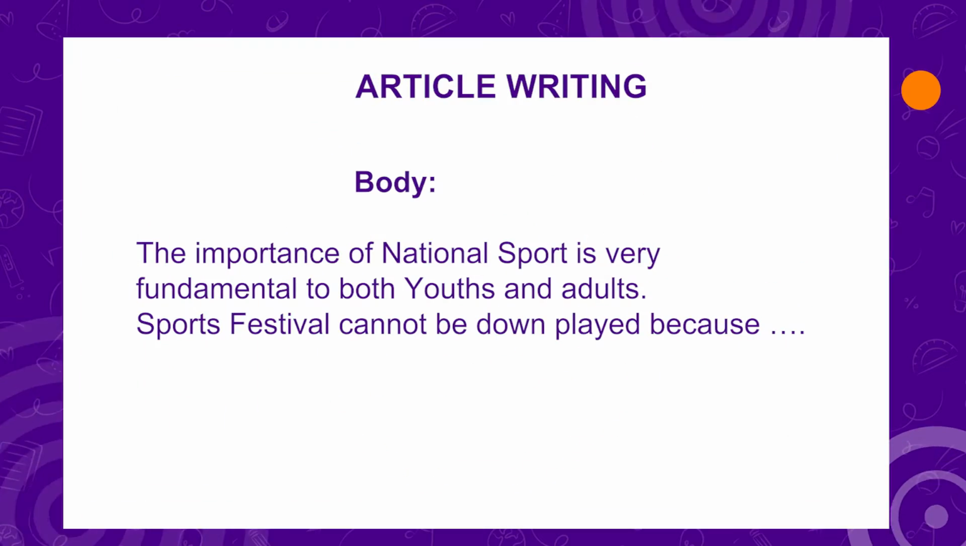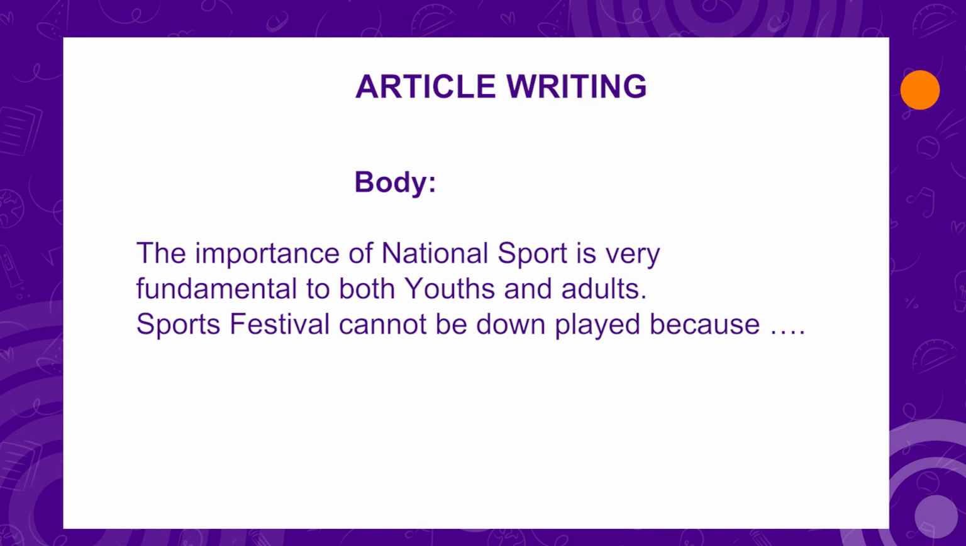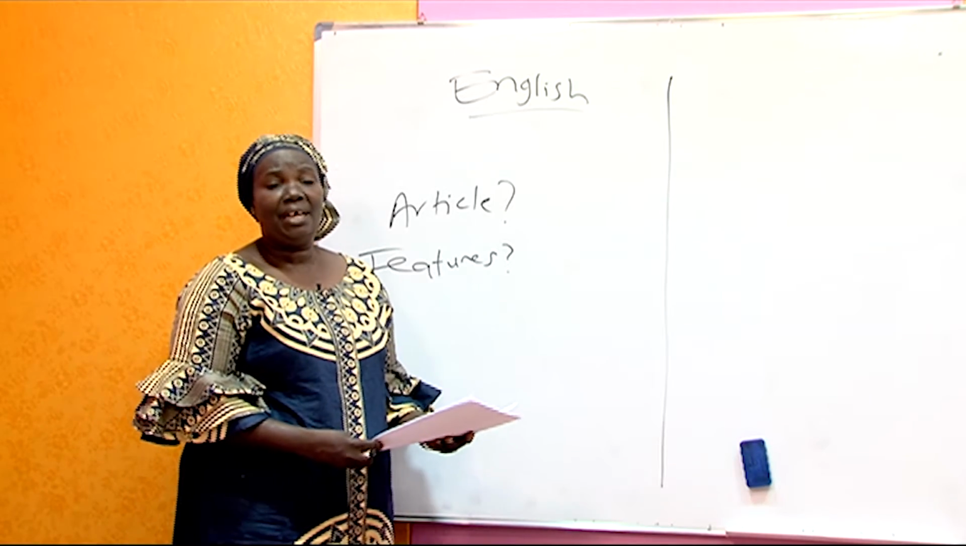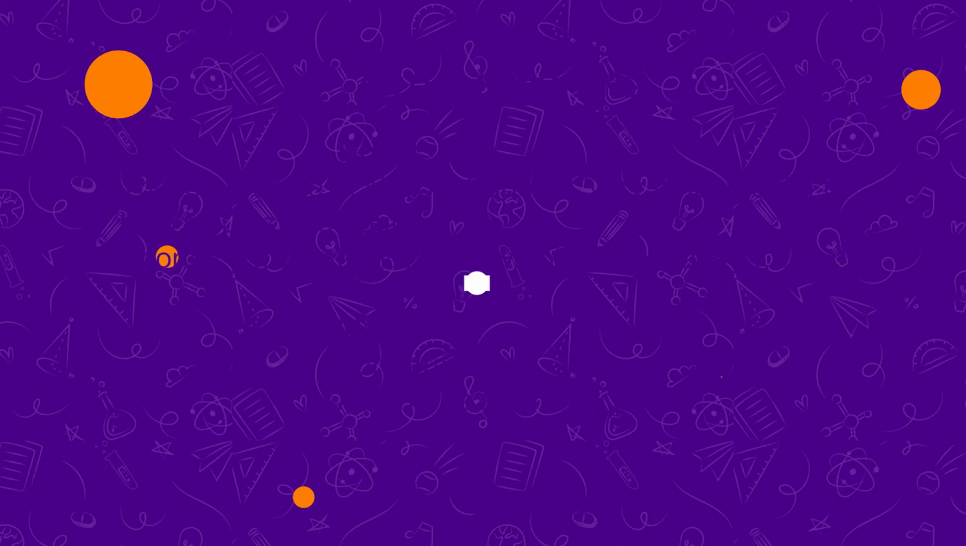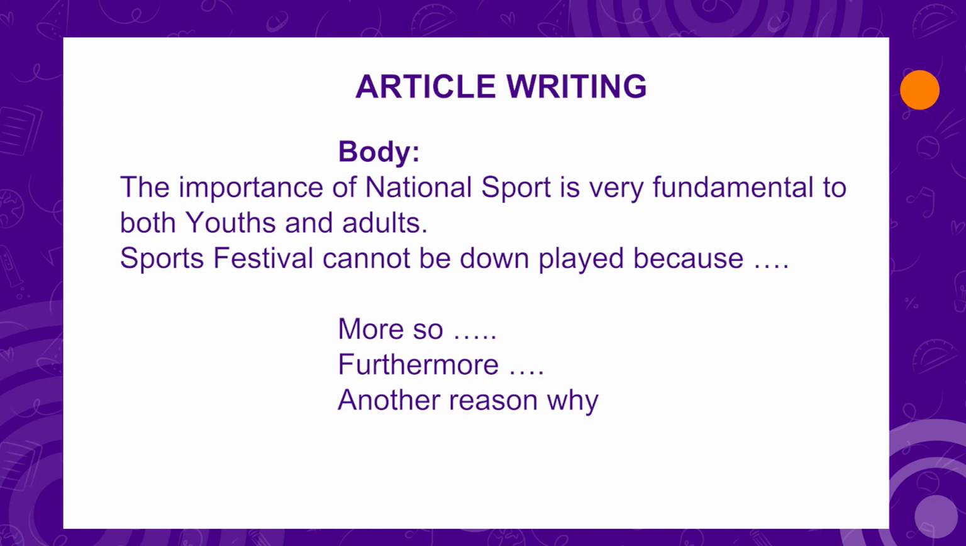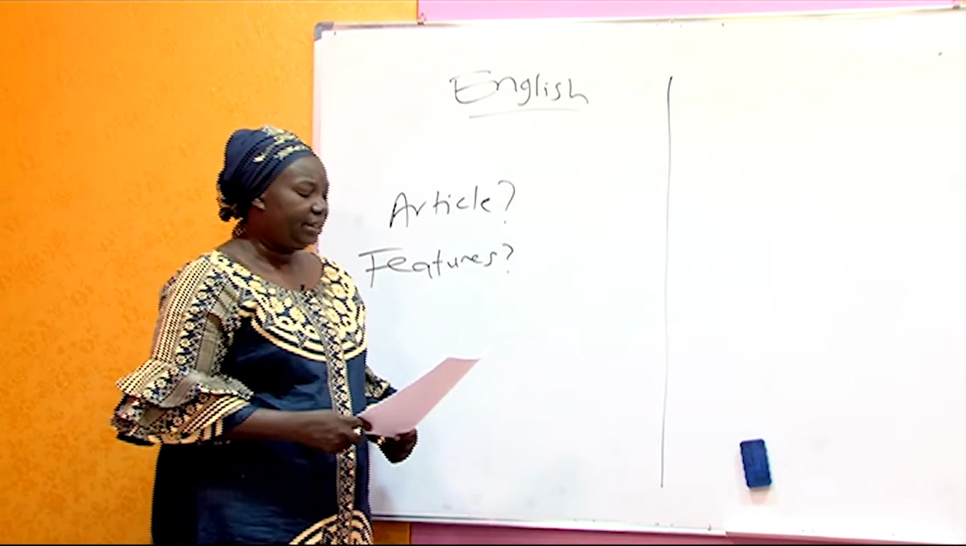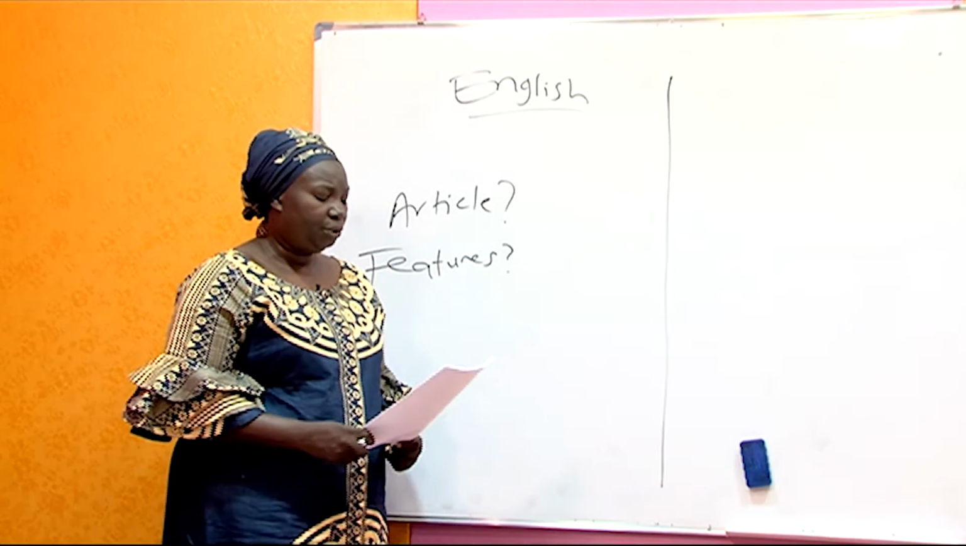The importance of national sports is very fundamental to both youths and adults. The sports festival cannot be downplayed. Now you pick the first point and begin to explain. After explanation of the first point, you can use another linking word or phrase. More so, you pick another point and continue. You can use furthermore and go ahead. Another reason why sports is very important, you can go ahead. And after that, it brings you to a conclusion.